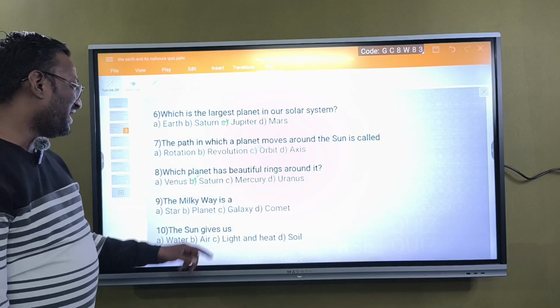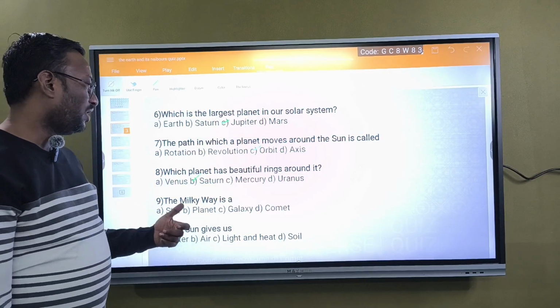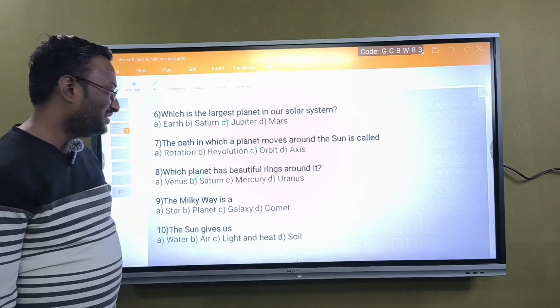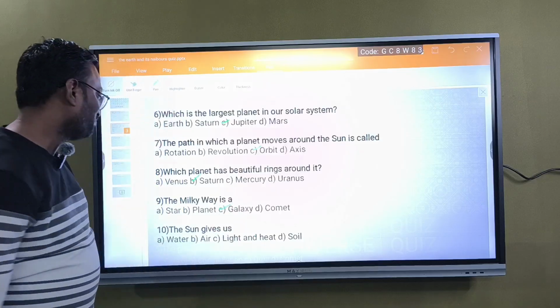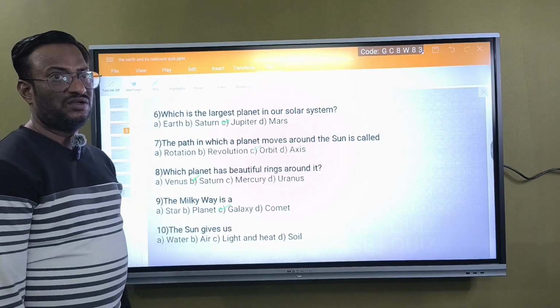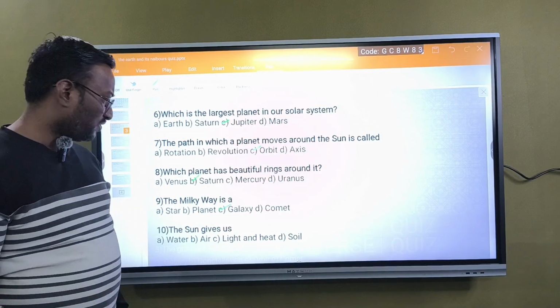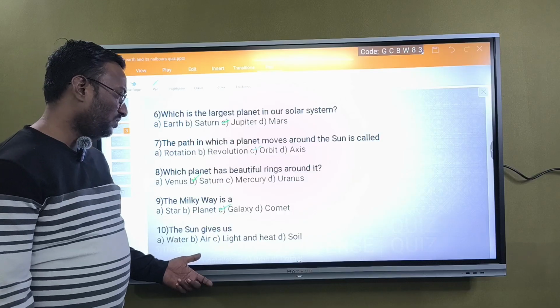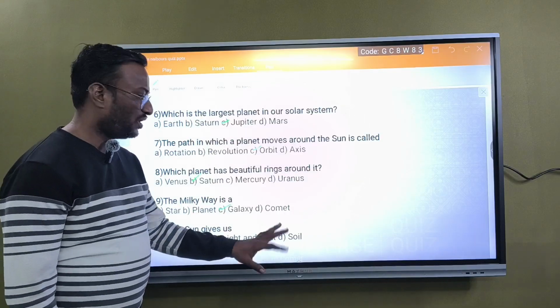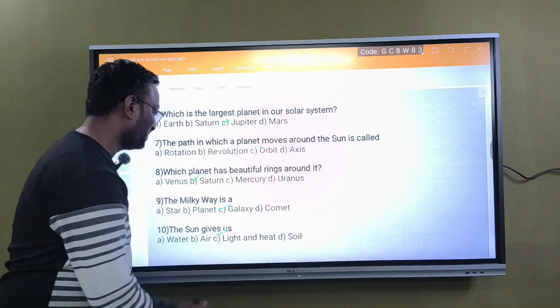The Milky Way is a dash. Is it a star, planet, galaxy or comet? It's a galaxy. The sun gives us dash. From the sun what are we going to get? Water? No. Air? No. Light and heat? Yes. Soil? No. It's light and heat.